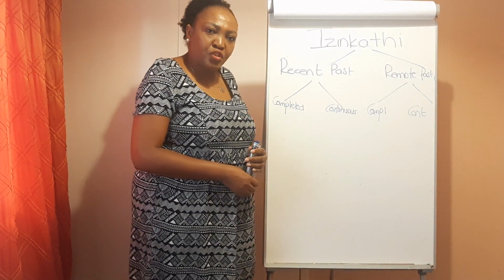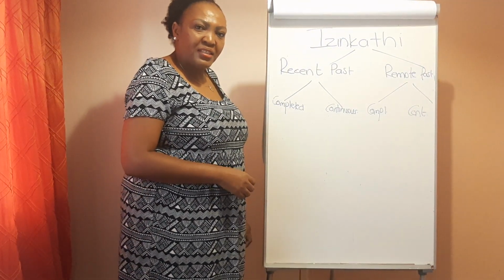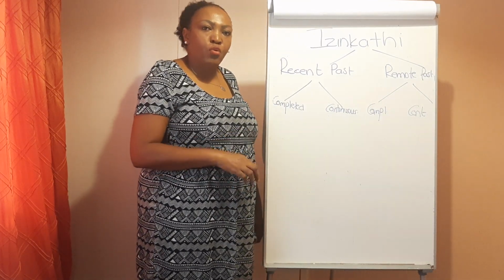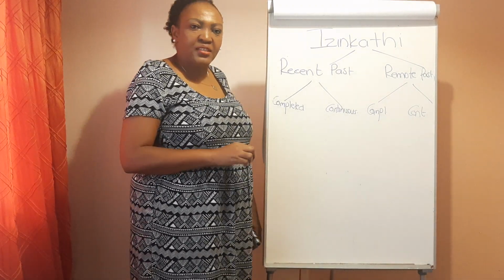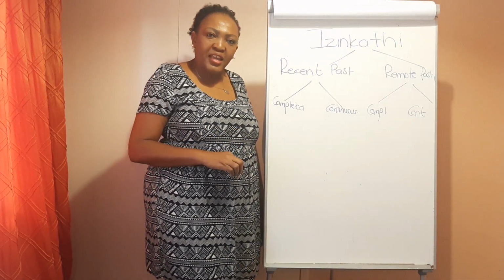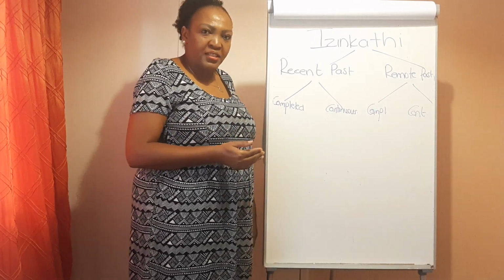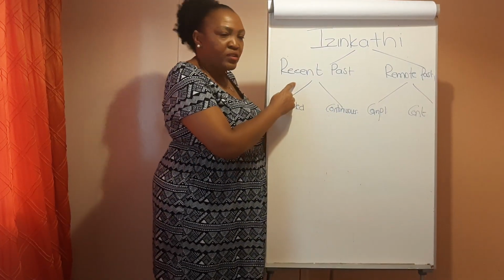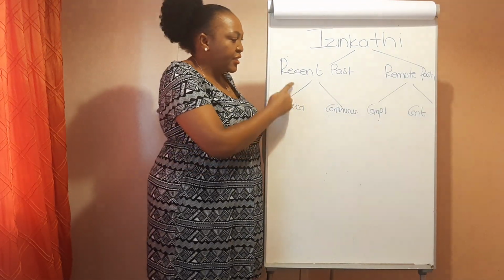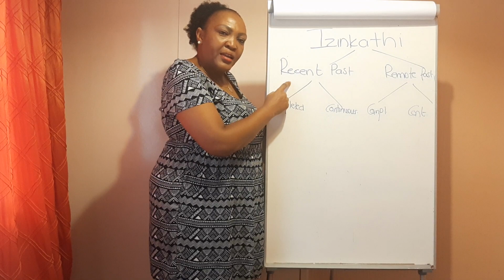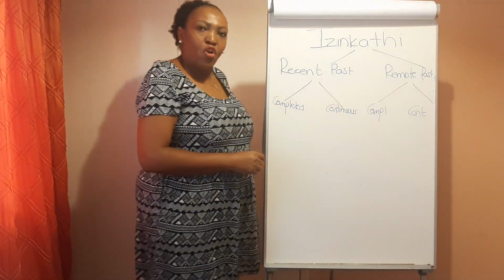In that previous video, we looked at the formation of past tense. We said past tense is divided into two types of tenses. We even made an example and said in English, it doesn't matter whether you did something yesterday or you did something 10 years back. In isiZulu, it does matter. We then said we have what is called the recent past tense and the remote past tense. The recent one is the one that happened recently, yesterday. The remote past, it happened a long time ago.